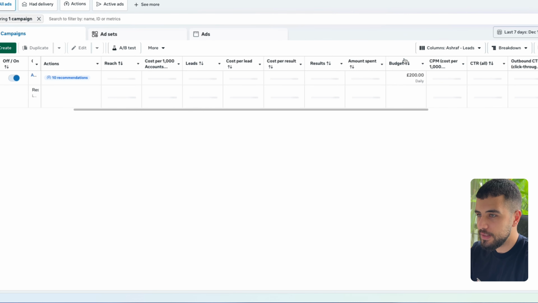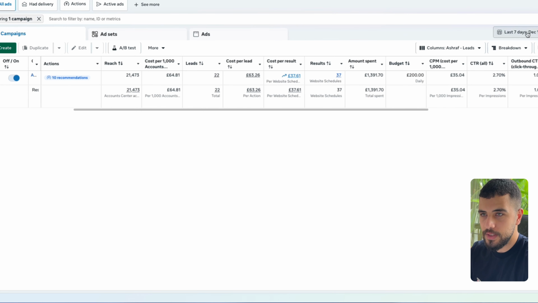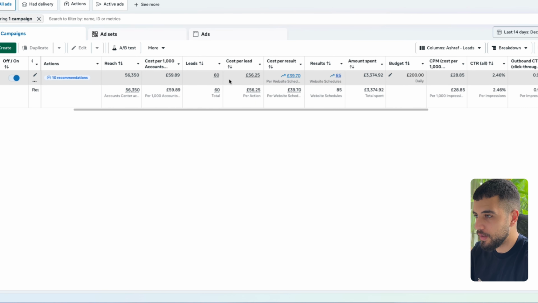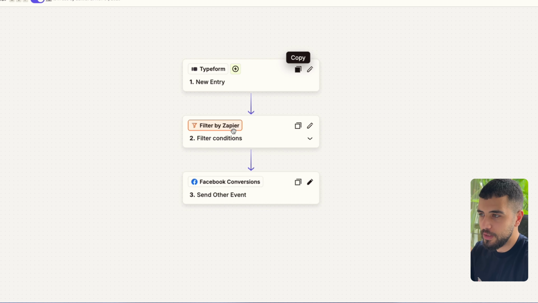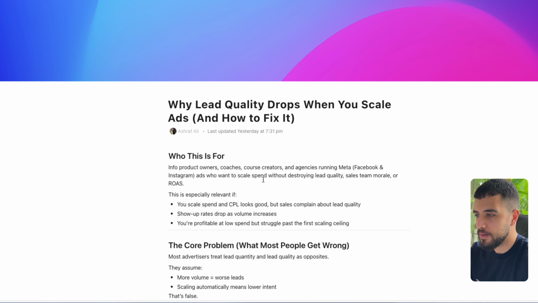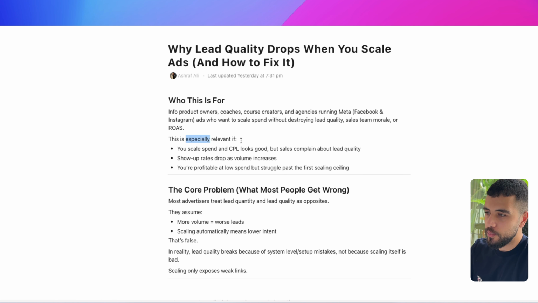Even if we go to the last 7 days, overall results are still consistent. If we go to the last 14 days, it's still consistent. So overall results are healthy. And again, this is cost per qualified appointment, basically. How we do it is we simply filter through the leads, but we'll go over that in a bit. So this will be really relevant.